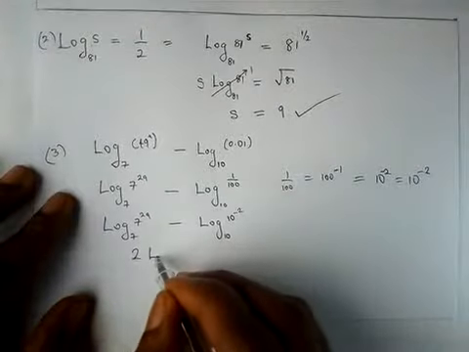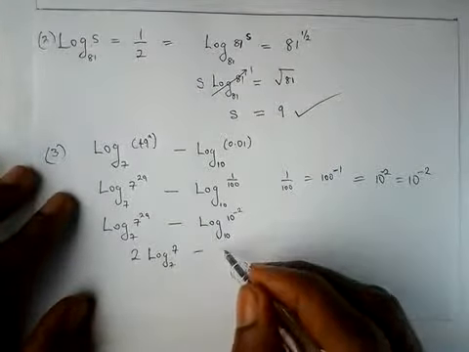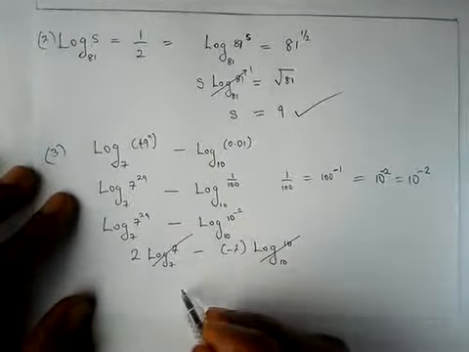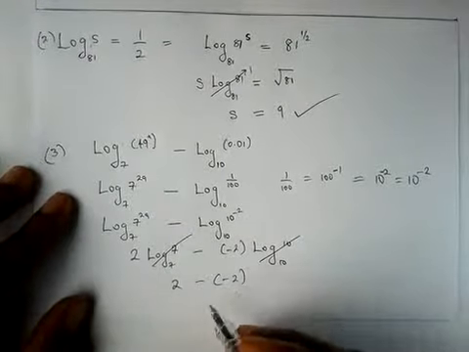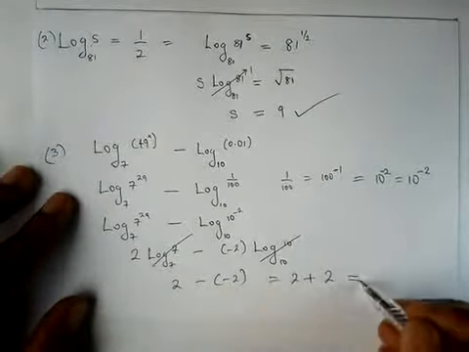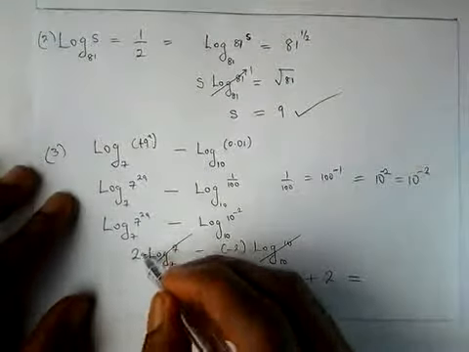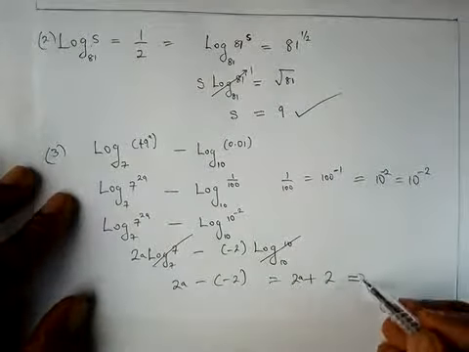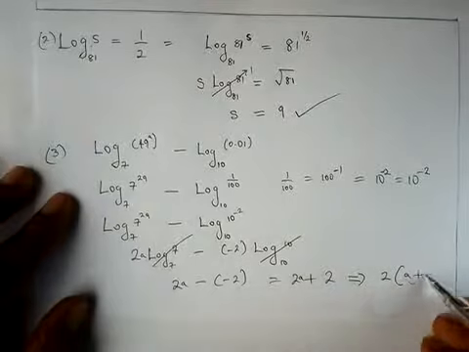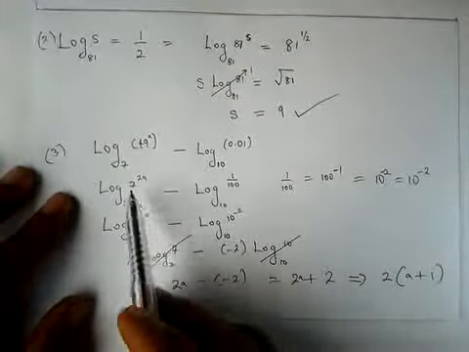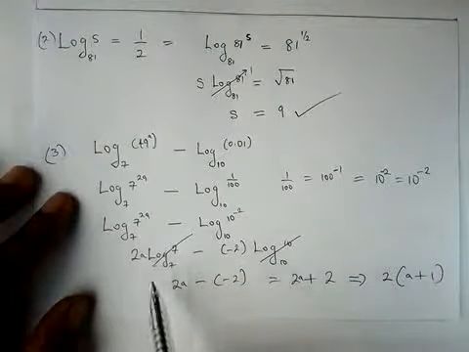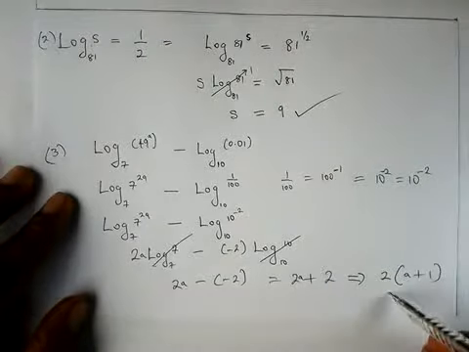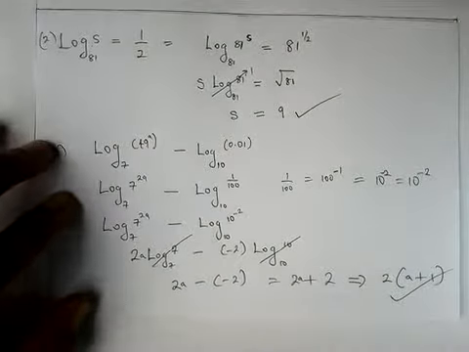Okay, so this can come down to give us 2a log 7 to base 7 minus (minus 2) log 10 to base 10. This is 1, this is 1. So it gives us 2a plus 2, and that is, bring 2 out, you have 2 times a plus 1. Okay, so that is number 3.